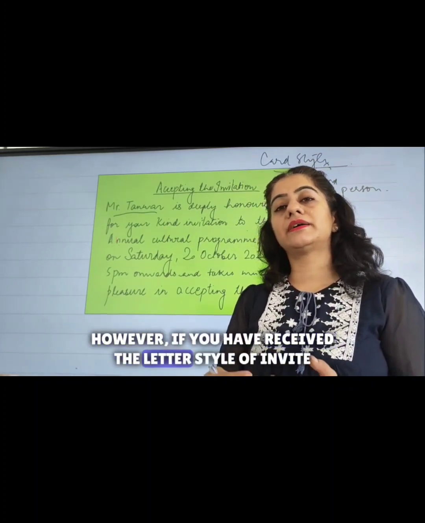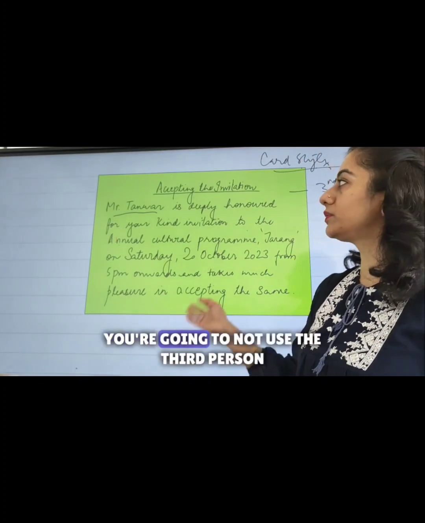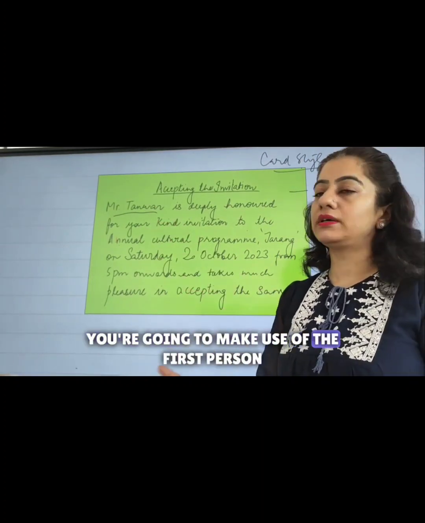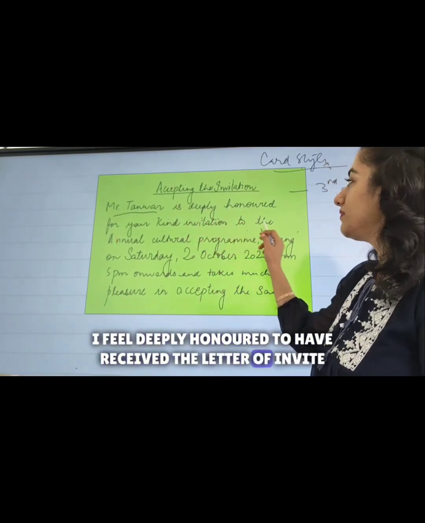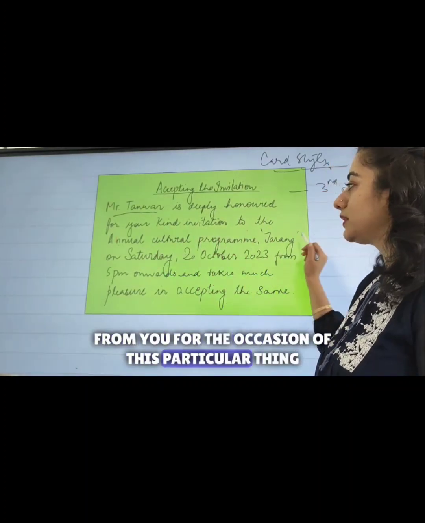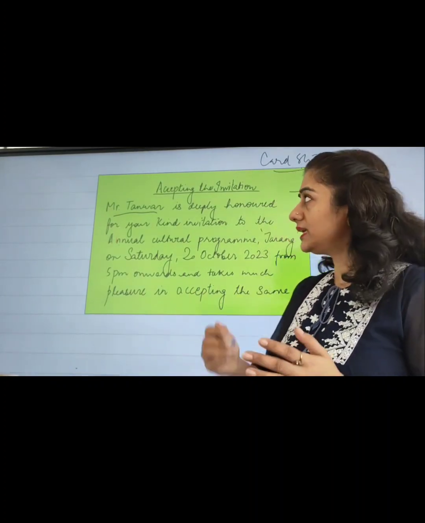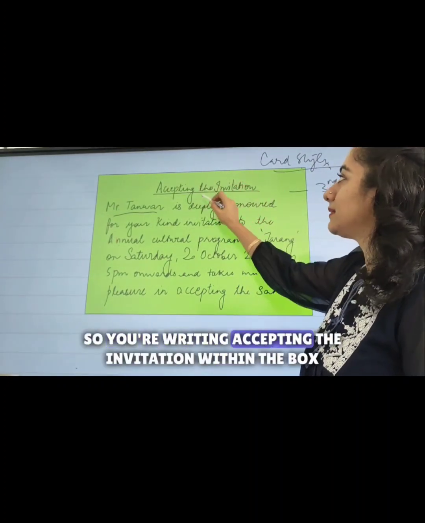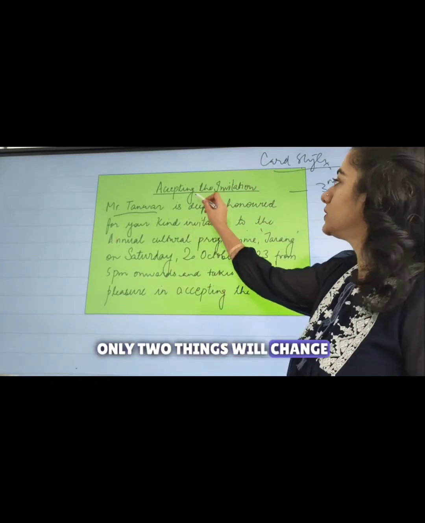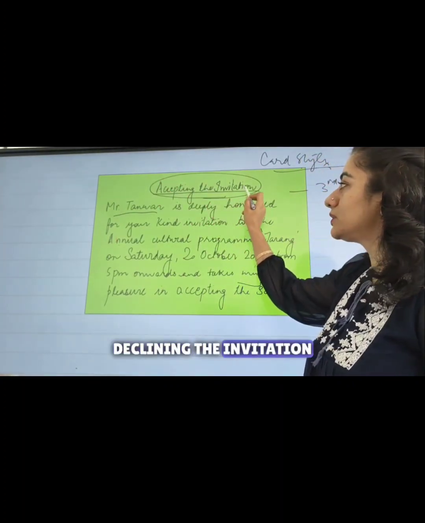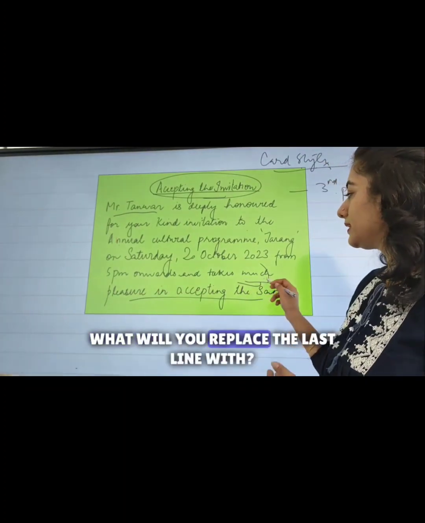However, if you've received the letter style of invite, then you're going to respond in the letter style only. What will you do in that case? You're not going to use the third person, you're going to make use of the first person. You will say, I feel deeply honored to have received the letter of invite from you for the occasion of this particular thing, then mention as it is, and I take much pleasure in being a part of the same. Ensure that you are accepting it, so you write accepting the invitation within the box. Now if you're declining the same, only two things will change. Declining the invitation will replace the heading, and you're going to replace the last line. What will you replace the last line with?